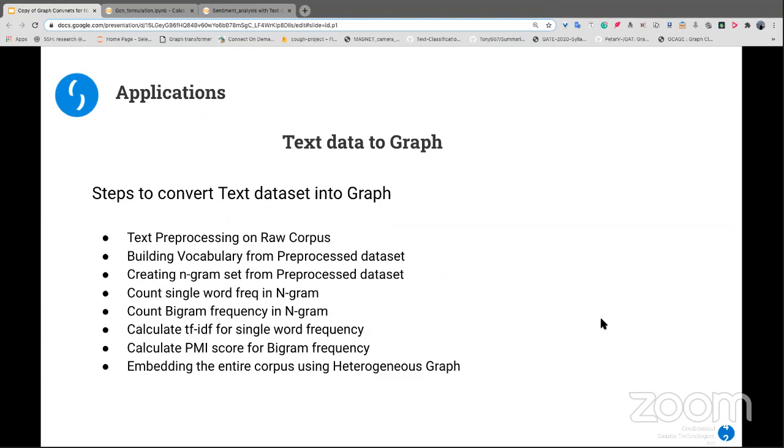So these are the steps. The first step is text pre-processing on the raw corpus, which we usually do in any NLP problem. Then building the vocabulary from the pre-processed data set, creating n-grams, counting single word frequency in n-grams, counting bigram frequency in n-grams, calculating TF-IDF, calculating PMI, and embedding the entire corpus using a heterogeneous graph. So let's go through one by one and see what is happening.